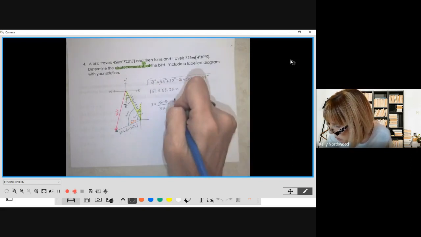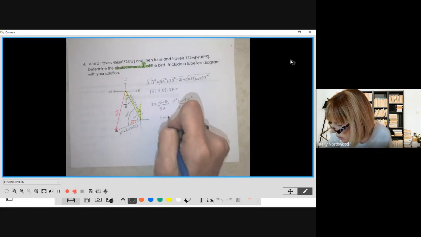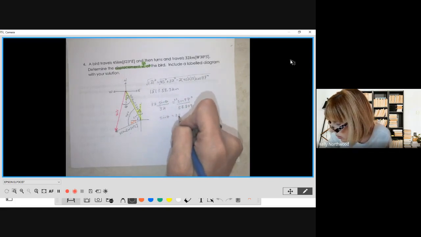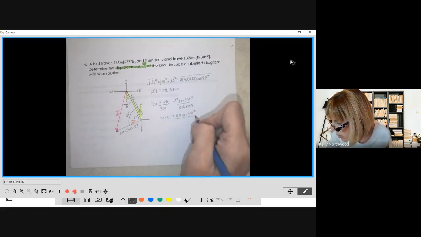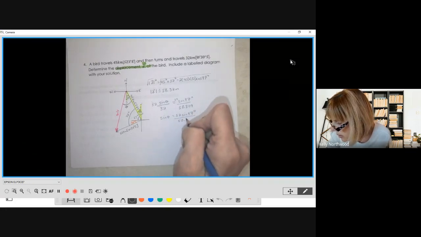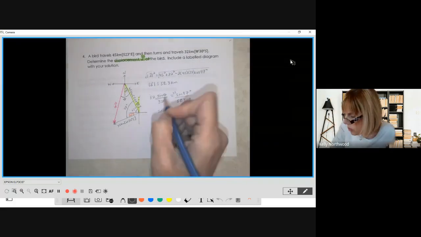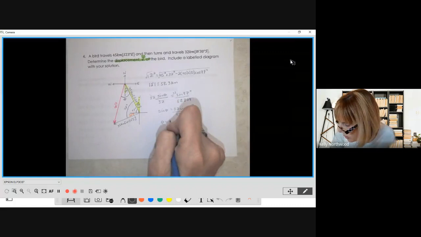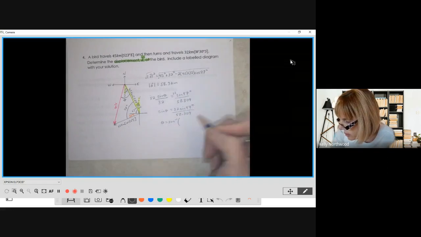So I would multiply both sides by 32. And then this gives me the sine of theta, but I want angle theta. So to do that, I take the sine inverse, which looks like sine with an exponent of -1, but that just means inverse.